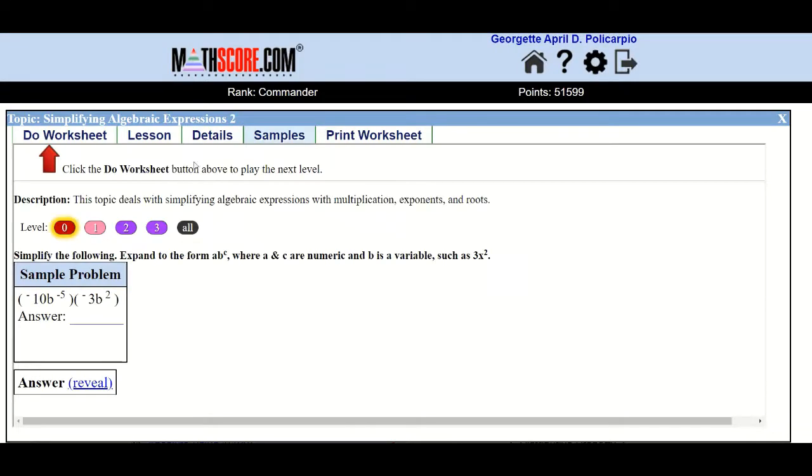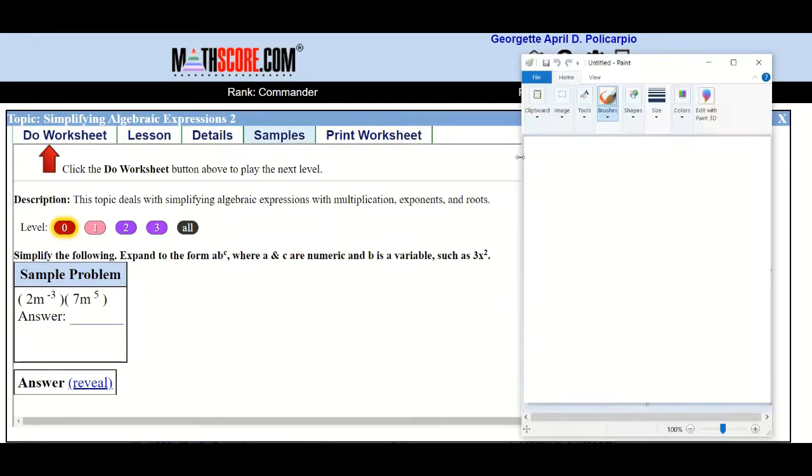Now, itatry naman natin tong simplifying algebraic expressions 2, wherein the topics will apply yung the laws of exponents for multiplication. No, and merong ilang items din about radicals. Okay? So, let us answer some examples. No? So, dito muna tayo sa samples part ng ating lesson bago tayo magpunta sa worksheet. No? So, as a recap, meron tayong laws of exponents for multiplication, meron naman for division.